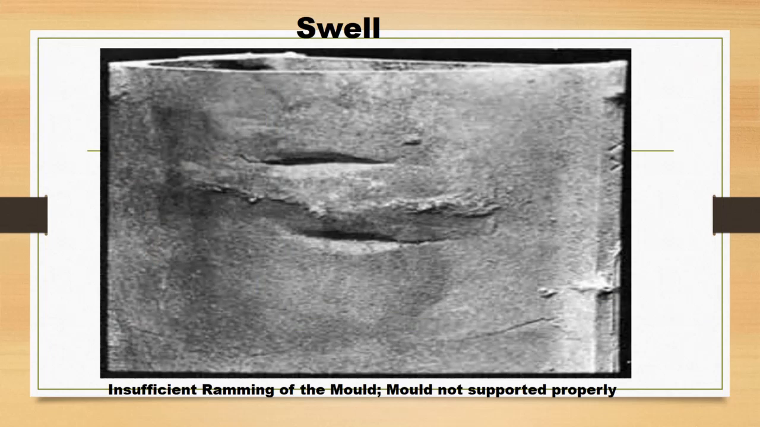Swell. Swell is an enlargement or expansion of the mold cavity due to the pressure of the liquid metal. A rigid mold with high mold hardness is suggested. And also, insufficient ramming of the mold, or the mold not supported properly. These are the two reasons for this type of swell.